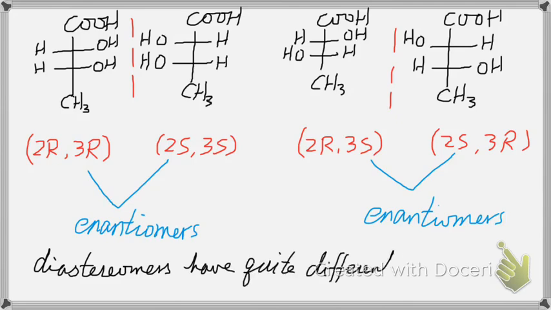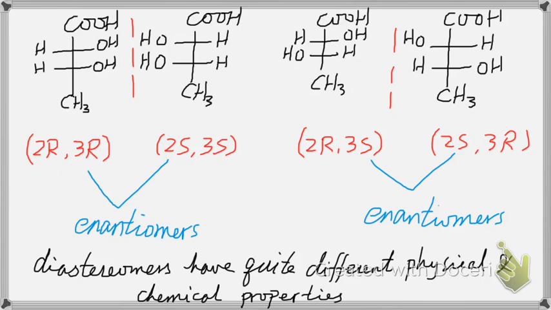One important aspect that I want to point out here is that diastereomers have quite different physical and chemical properties, which means they may have different polarity. They may have different solubility in solvent. So diastereomers are different molecules that can be separated. Enantiomers cannot be separated directly. Okay, we will revisit this concept later.